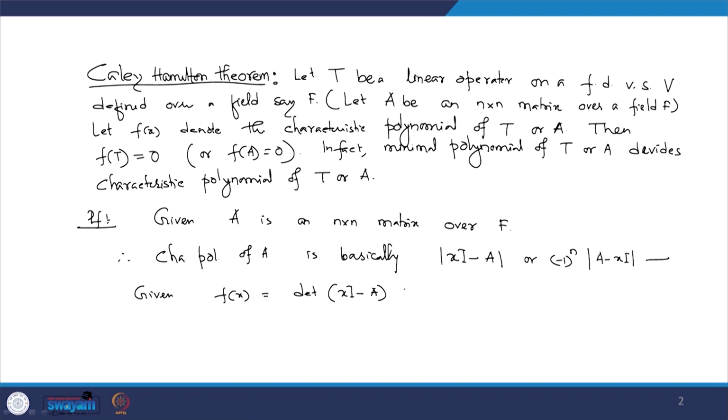Since the characteristic polynomial for the matrix A, where A is an n cross n matrix, will be a polynomial in x of degree n, let f(x) be equal to a_0 plus a_1 x plus a_2 x squared plus up to a_(n-1) x to the power n minus 1 plus x to the power n, because it is a monic polynomial.